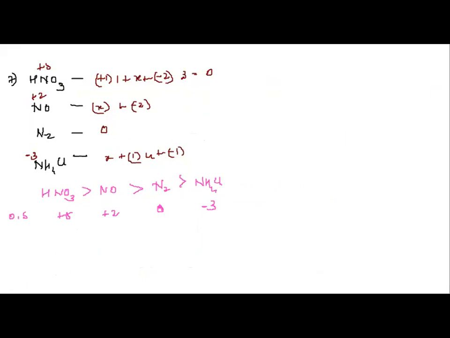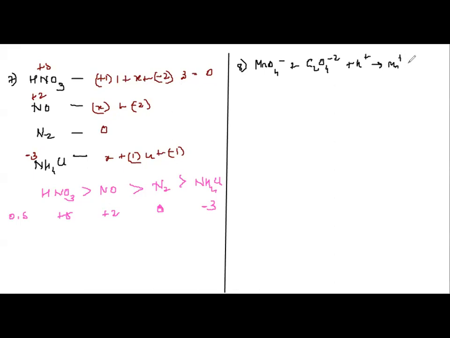Okay. By oxidation number method, write the reaction: MnO4 minus plus C2O4 2 minus plus H plus gives Mn plus 2 plus CO2 plus H2O. Okay, first step is what? Write the oxidation states. MnO4 minus. So minus 2, minus 8. Minus 8 equal to minus 1. So it is plus 7. Correct. Plus 7.